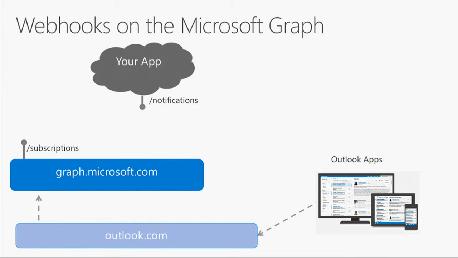So to get started with webhooks, what I need to do is expose a notification endpoint. And you can see that here on my cloud application in your app and the diagram. That endpoint has to be a public URI. Then, to tell the Microsoft Graph which notifications I'm interested in and where to send them, I'm going to create a subscription resource on the Microsoft Graph.